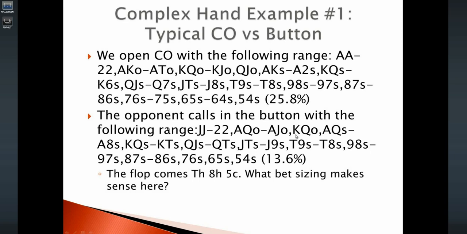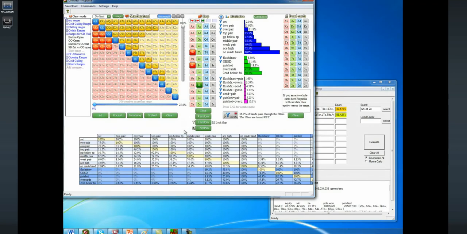And then the flop comes ten of hearts, eight of hearts, five of clubs. What bet sizing makes sense here? So I'm going to show you all that stuff real quickly, then we're going to talk about bet sizing. So this would be the cutoff open. You can see the board texture. You can see the distribution of hands. If you want to pause the screen and look for a minute, by all means, go ahead.